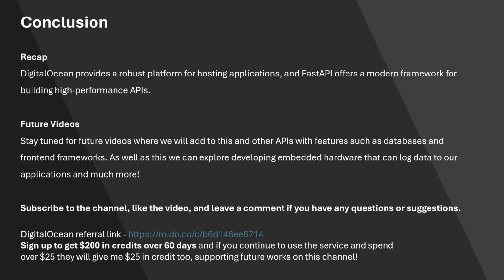And that's it. We've set up the FastAPI application and hosted it on DigitalOcean. We created the dice roll API endpoint that can be accessed from anywhere in the world, and the application is configured for auto deployment, so any edits that we make in VS Code and push to GitHub will automatically deploy. Stay tuned for future videos where we'll add features like databases and front-end frameworks to this and other APIs. We can also explore developing embedded hardware that can log data to our applications and much more.